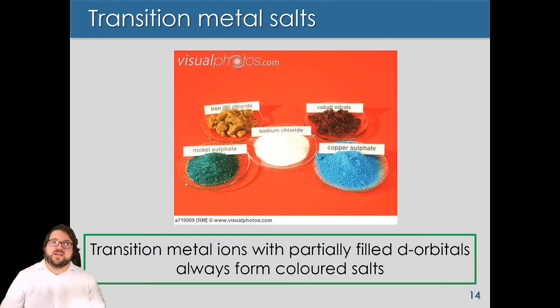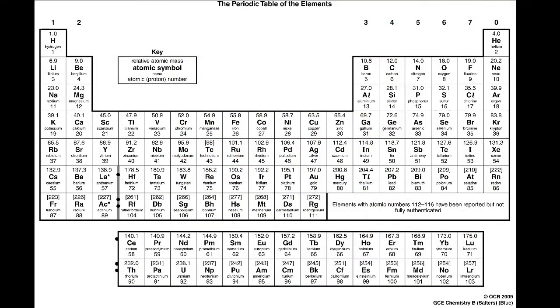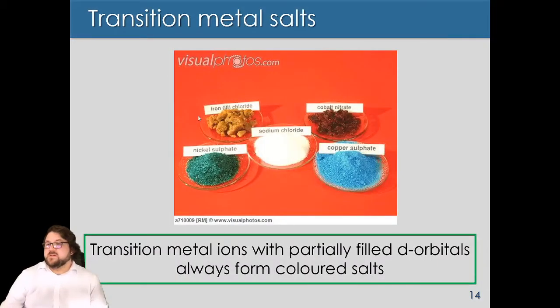Now, transition metals are really interesting because they tend to make coloured salts. So you can see in the middle here, I've got sodium chloride. Sodium is not a transition metal, so we go to the periodic table. Sodium is over there in the s block, and transition metals are all the metals in the d block there in the middle. So we've got iron chloride, nickel sulfate, copper sulfate over here, that lovely blue colour, and cobalt nitrate. Salts made of transition metals with partially filled d orbitals tend to form those coloured salts.